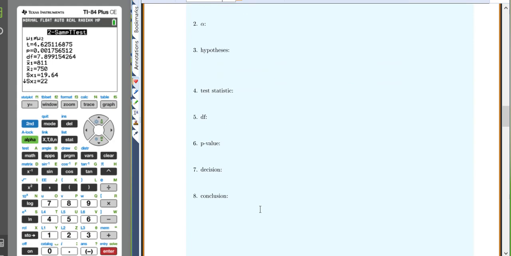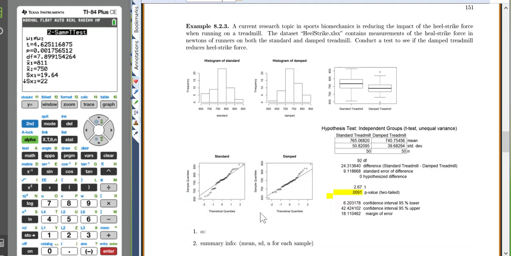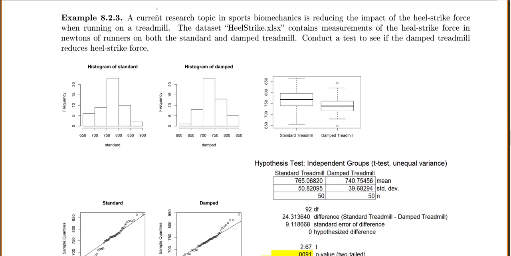There's a problem for you to try. We can do this next problem now. A current research topic in sports biomechanics is reducing the impact of the heel strike force when running on a treadmill. This data set, heel strike, contains measurements of the heel strike force in newtons of runners on both the standard and damped treadmills. Conduct a test to see if the damped treadmill reduces heel strike force.